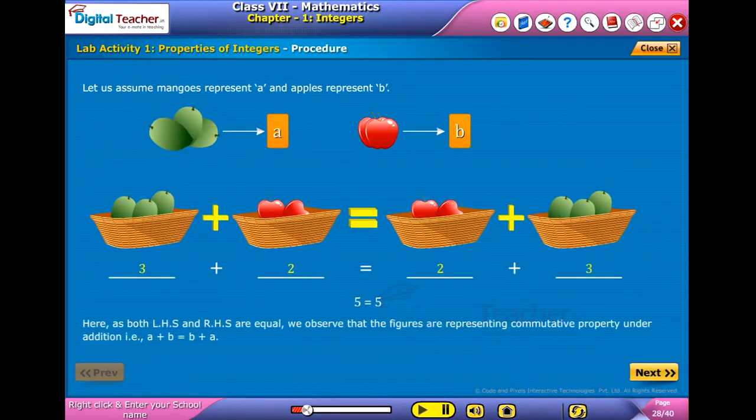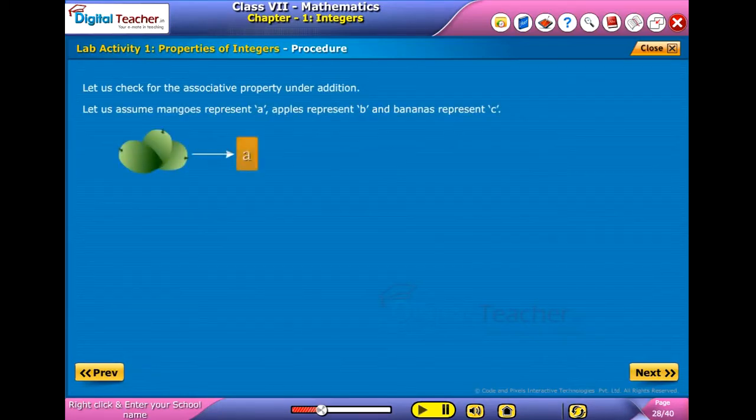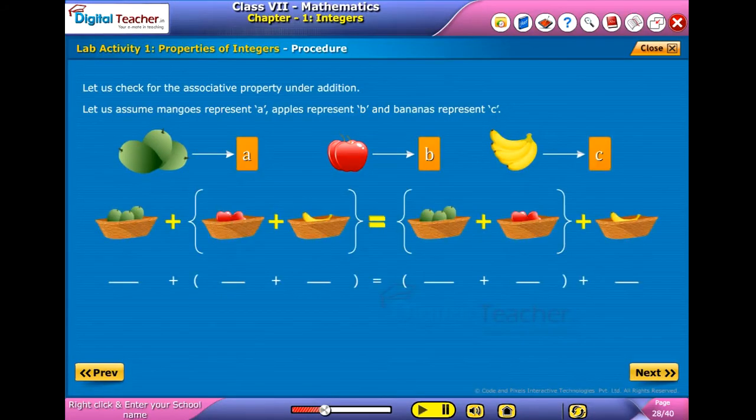Here, as both LHS and RHS are equal, we observe that the figures are representing commutative. Let us check for the associative property under addition. Let us assume mangoes represent A, apples represent B, and bananas represent C. The correct numerical values of the mangoes and apples and bananas are noted in the given fields.